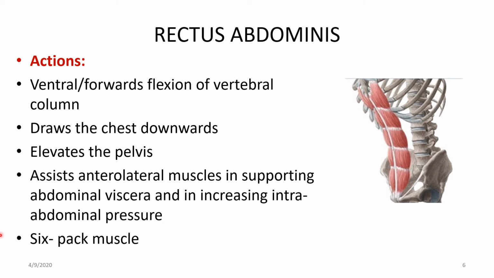And you must have heard of the six-pack muscle. So this is the six-pack muscle which, when it contracts, shows the bulgings. That's why it is called the six-pack muscle. So now we have learned about the action of the rectus abdominis, which produces forward flexion of vertebral column and draws the chest downwards, elevates the pelvis and assists the anterolateral muscles of the abdominal wall in supporting the abdominal viscera and in increasing the intra-abdominal pressure.